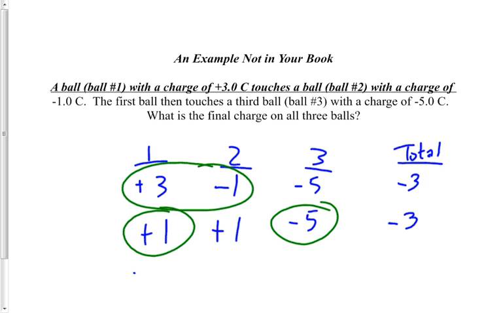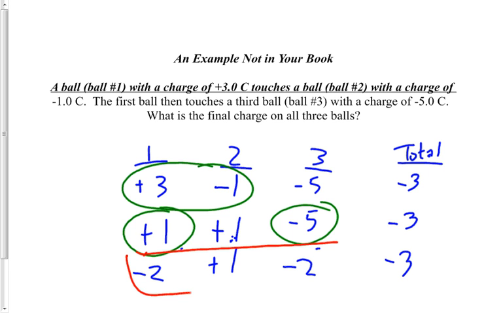All we're doing here is effectively averaging. Plus 3 plus minus 1 divided by 2. Add the two up, divide by 2. Add this one and this one, divide by 2. Now what is this one, by the way? That's still going to stay plus 1, right? Let's add these up just to make sure we still have minus 3 here. Minus 2 plus 1 minus 2 gives me minus 3. The final charge on all three of these objects: minus 2, plus 1, and minus 2 coulomb. Does that make sense, guys?